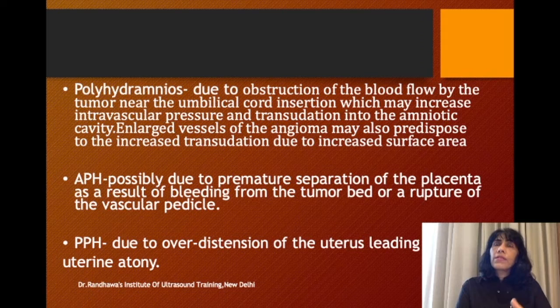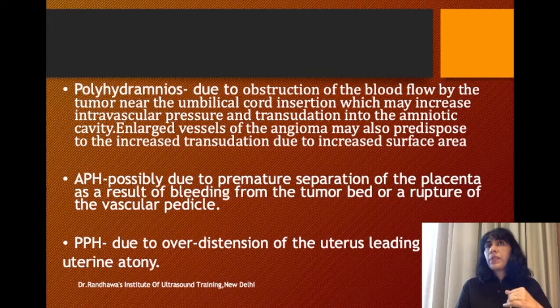Because of that, the transudation into the amniotic cavity may increase due to high intravascular pressure. Pressure in the vessels will increase, and this may lead to transudation of fluid into the amniotic cavity. The second reason they believe is that since there are lots of vessels on its surface, direct transudation may also occur from these vessels, because these are large vessels over the surface of the tumor and the surface area is increased. As a result, this will again lead to more transudation.